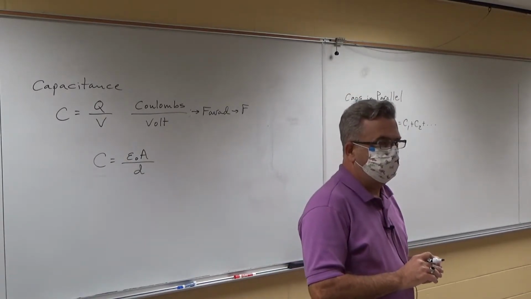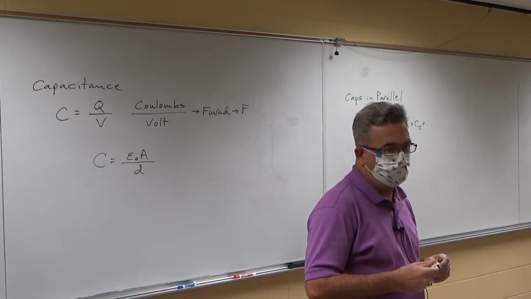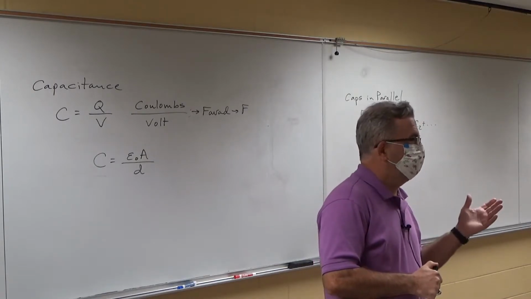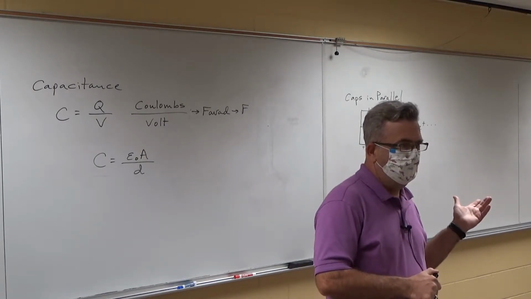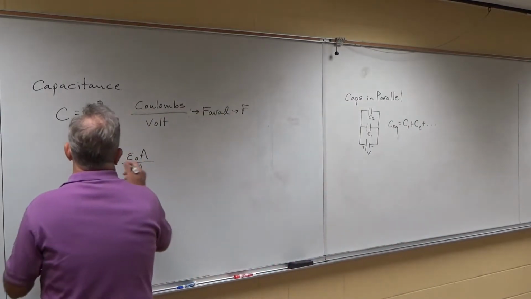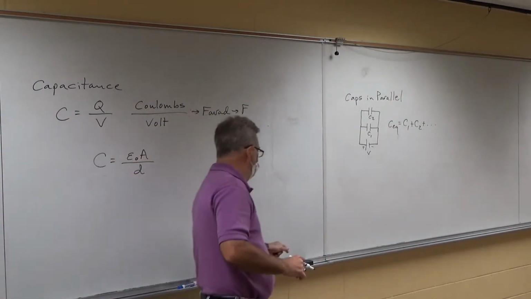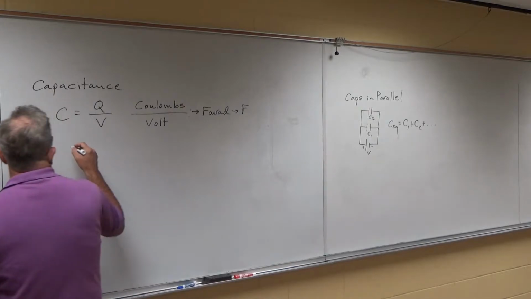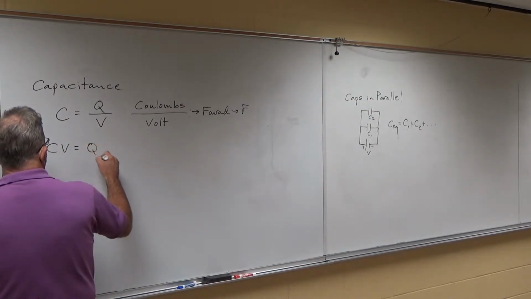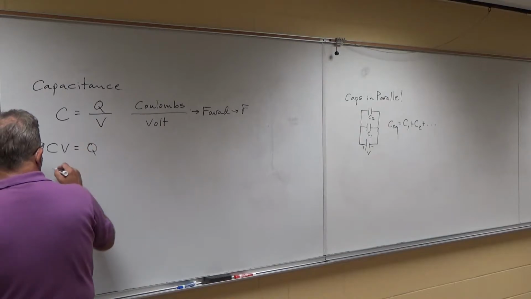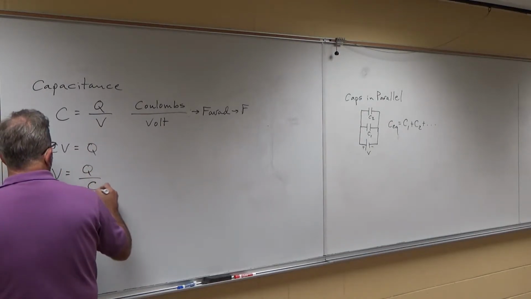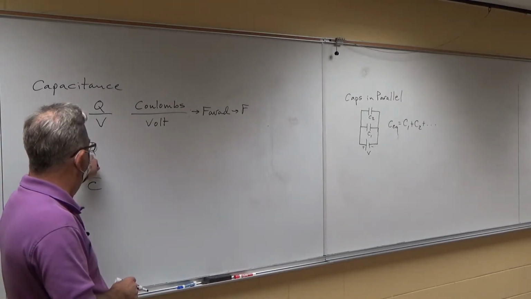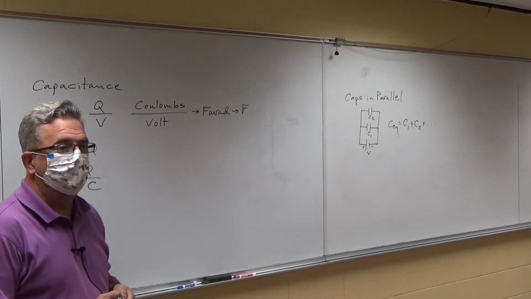So the equivalent capacitance in parallel is always larger than the largest capacitor. They all have equal voltage, and the largest cap has the most charge on it. Because I can move this equation around, just like we did with Ohm's law in the lab, and C times V is equal to Q, and interchanging those, you get V is equal to Q over C. All right, so if they all have equal voltage, the largest cap gets the largest charge. Okay.